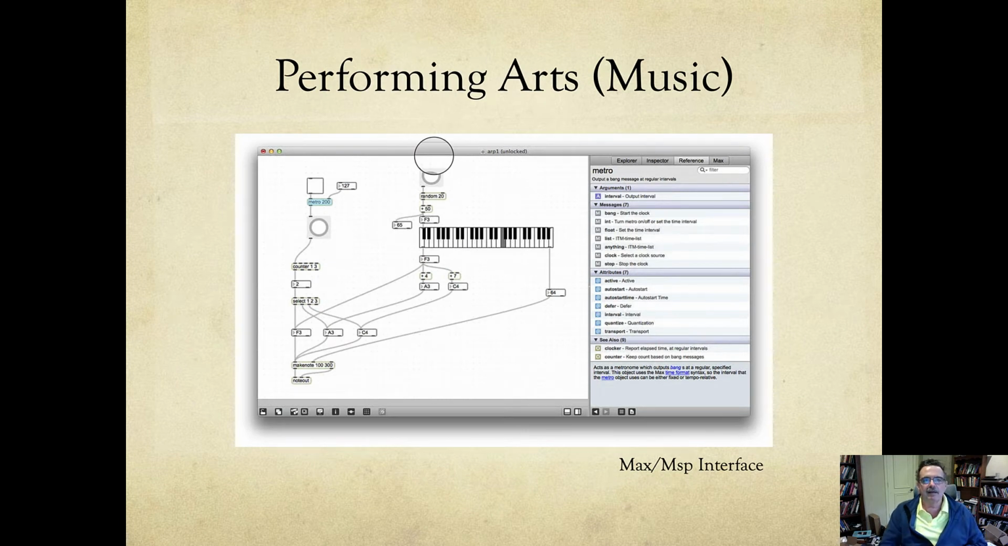In terms of the performing arts, like music, for example, this is one of my favorite programming languages, actually, MaxMSP. And MaxMSP is a visual programming language, and also, of course, like all programs, a visual modeling language that is used to create music and sound. And so this is an example of a computer program, a model that, when realized, creates music.